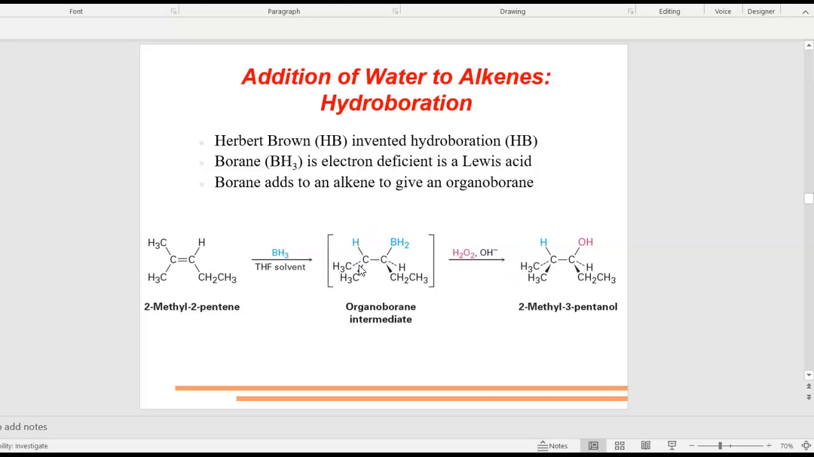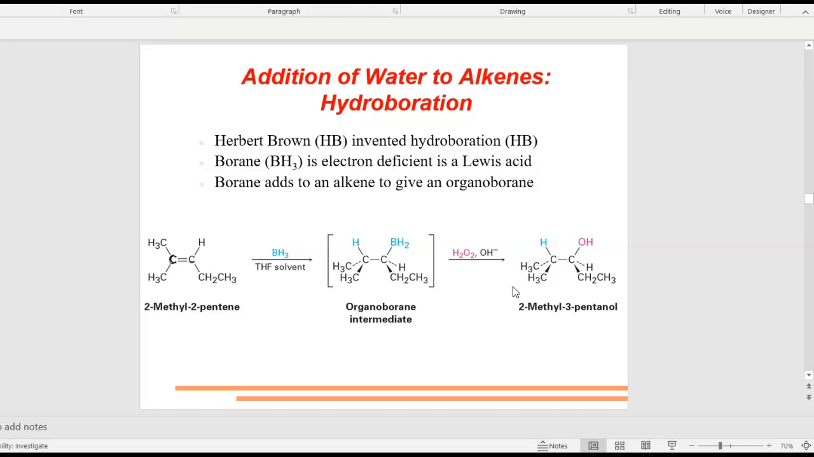it adds as BH2 and hydrogen. Okay, BH2 and hydrogen, and then it's followed by an oxidation which forms this alcohol. However, what is the characteristic of this? If you look at it, this is a more substituted carbon, right? We have an R group here. Sorry, this is the more substituted carbon. You can see there are two R groups and this is only one R group. But where did the OH end up? The OH ends up in the less substituted carbon.